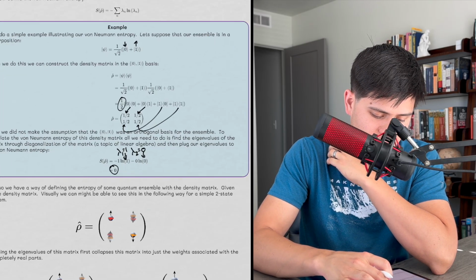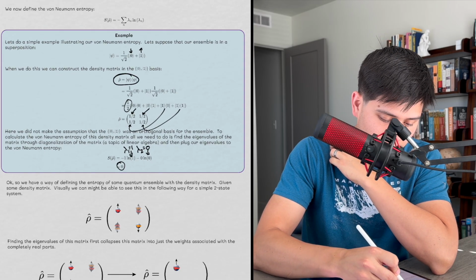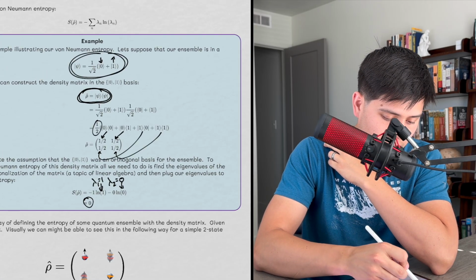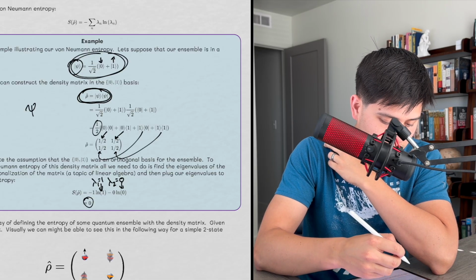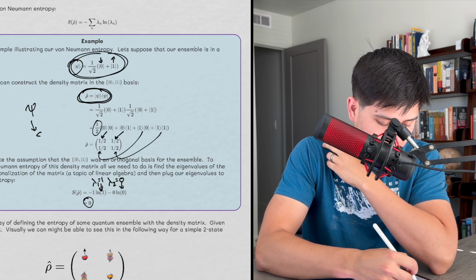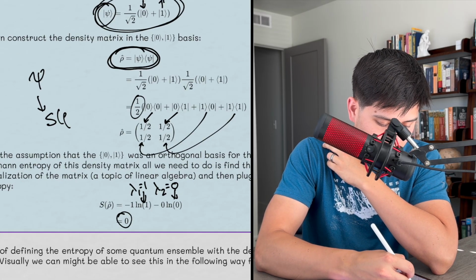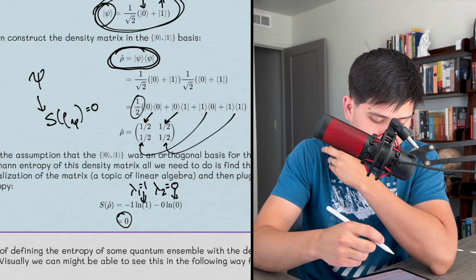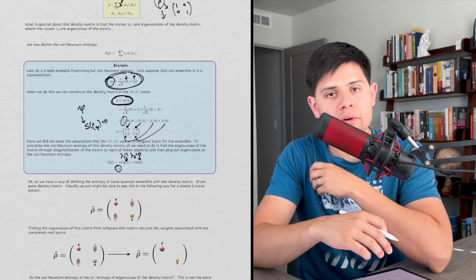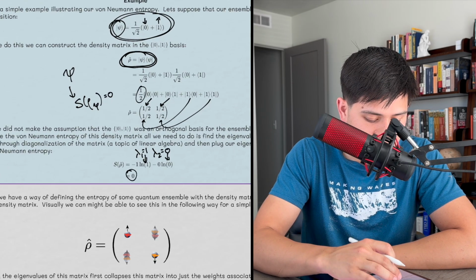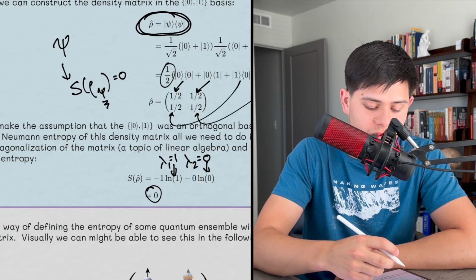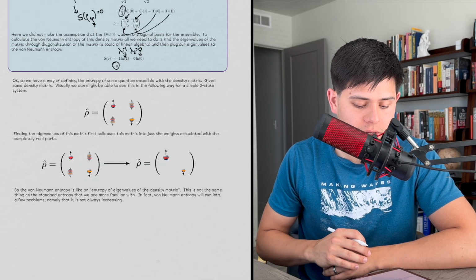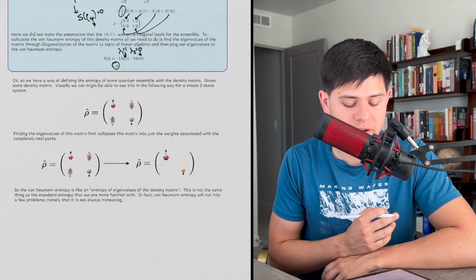So with this density matrix and this superposition of states in this basis, the von Neumann entropy of rho, in the psi basis, is equal to 0. As we go forward in this playlist, we're going to see what happens when we change this to a different basis. But so far, what we have is a way of defining the entropy of some quantum ensemble with the density matrix.